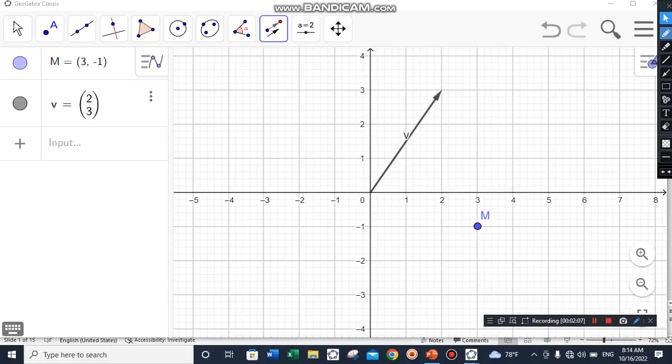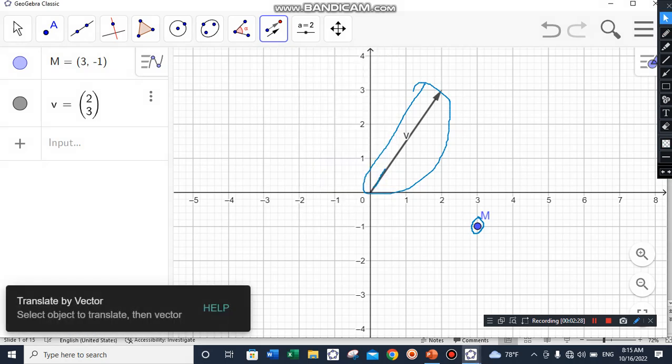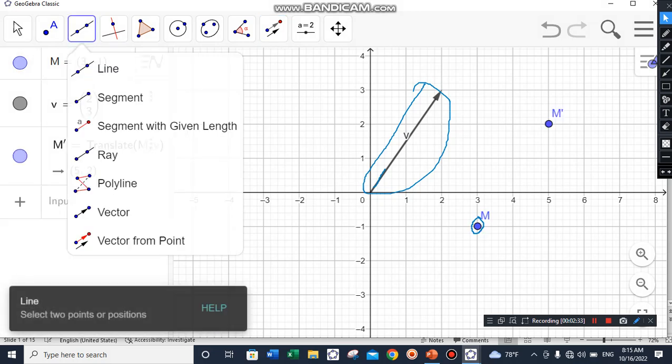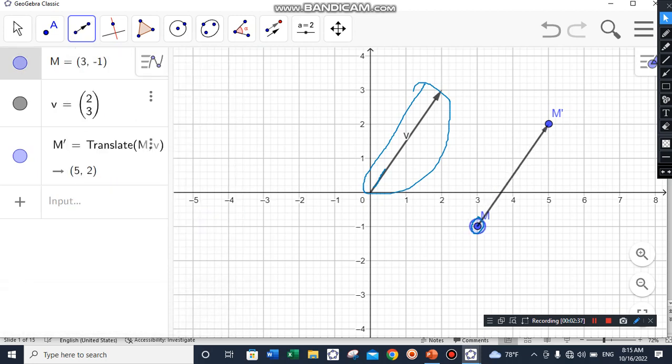Let us go to GeoGebra to check what I have. As you can see here, we have a vector V, and you have a point M. I want to translate the point M according to vector V. So let us do it. Translate by a vector. You have a point M to point V. So here I have M prime. As you can see, MM prime is parallel to V, and it's equal to V.